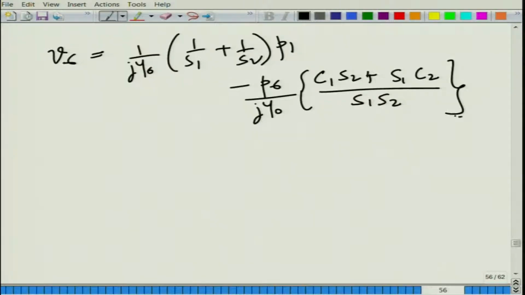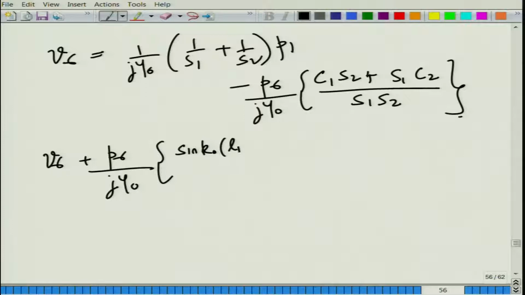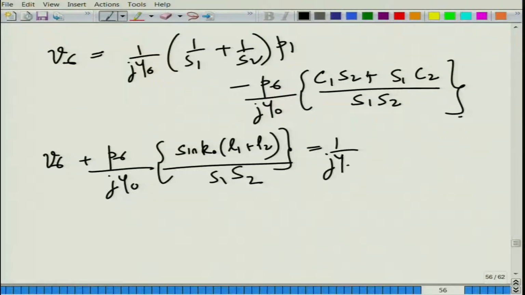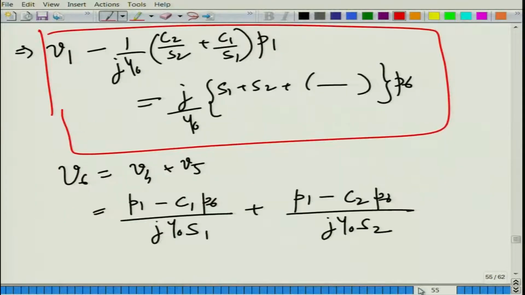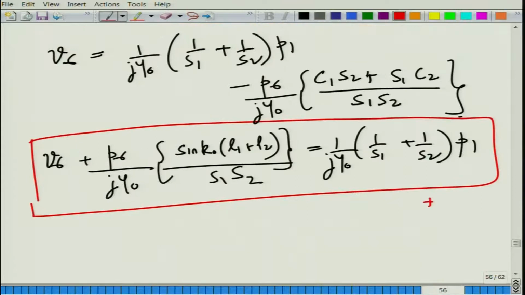So, we have this. What we could do is basically get these in here, P6 j y naught. So, this will become sine of k naught into L1 plus L2 times S1 S2, which is equal to 1 by j y naught times 1 by S1 and 1 by S2 times P1. So, you have another such relationship. Okay, so we have got this star, and we have got this double star.